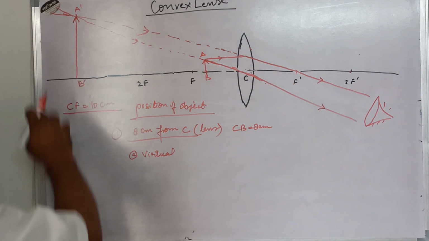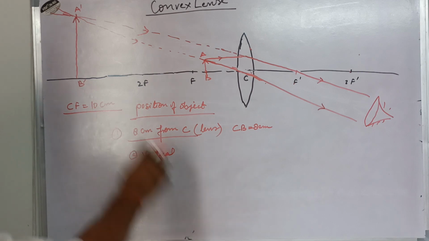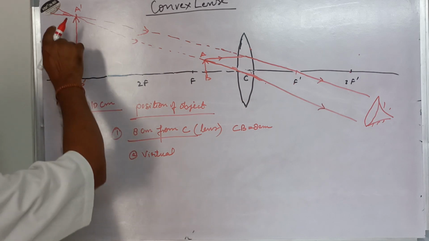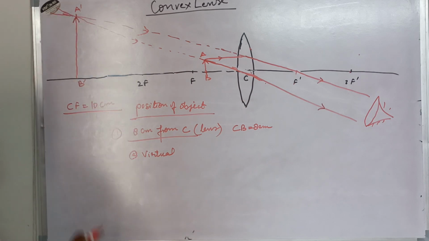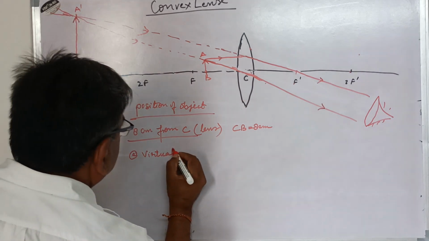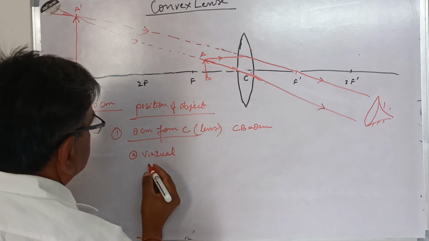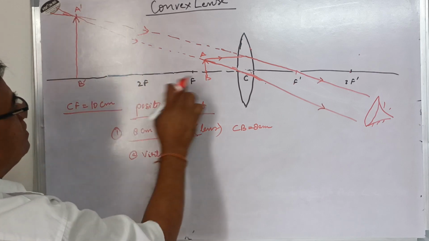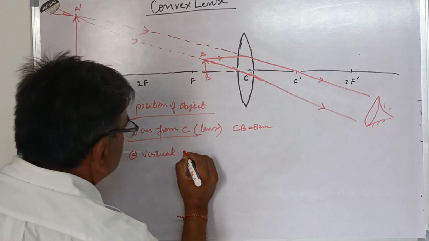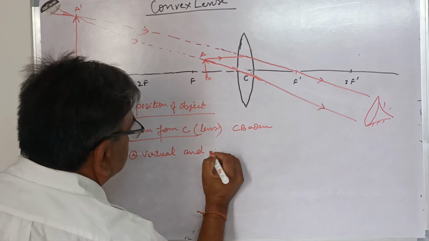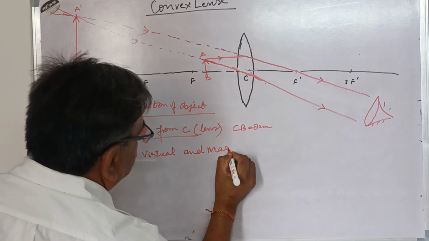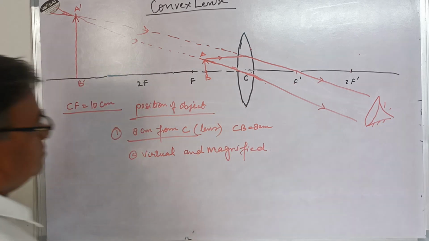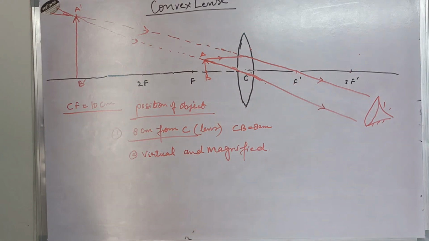The image is magnified. It is virtual, you know it is virtual because the rays don't actually cut, they seem to cut at this point. So this is virtual, you can feel it. So virtual and ये बड़ा है, large size as compared to AB, virtual and magnified. इस पॉइंट पे आप टिक करेंगे. This was the first position.